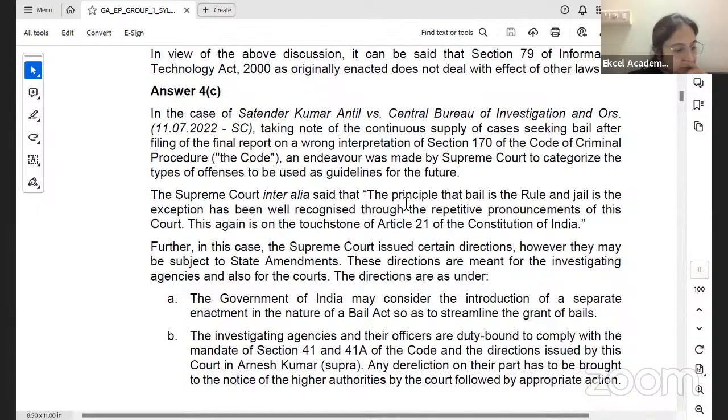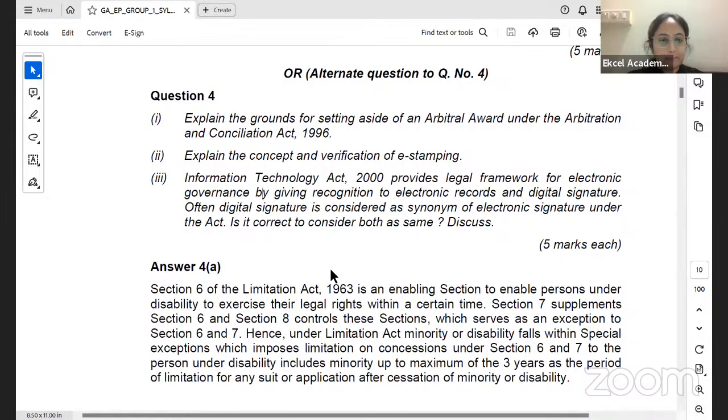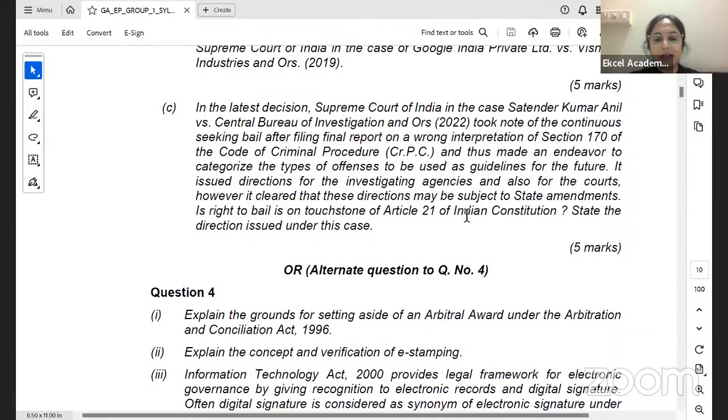So next we have Question 4C. I'll just read it. This is related to CRPC and Article 21 of the Constitution. We will see this in the latest decision of Supreme Court, that is in the case of Satendra Kumar Antil versus CBI and others. It took note of continuous seeking of bail after filing a final report on a wrong interpretation of Section 170 of CRPC, and thus made an endeavor to categorize the types of offences to be used as guidelines for the future. It issued directions for investigating agencies and also for the courts. However, it clarified that these directions may be subject to state amendments. His right to bail is on the touchstone of Article 21 of the Indian Constitution.